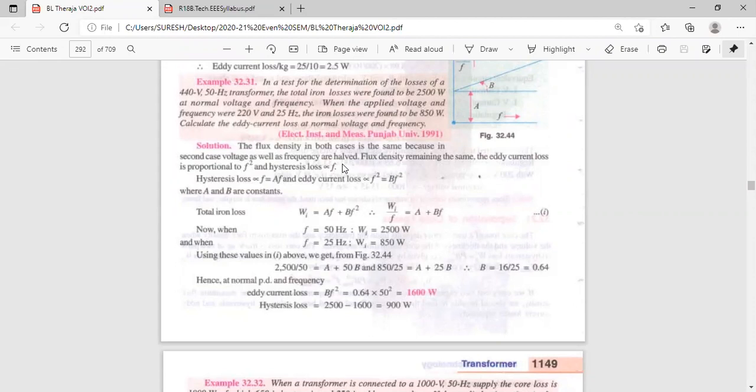Have you taken the question? Yes, sir. Now see, for a test for the determination of the losses of a 440 volt 50 hertz transformer, this is the total voltage of the transformer. Total iron loss is Wi. What is the value of Wi? 2500. At what frequency is this the iron loss? 50 hertz.